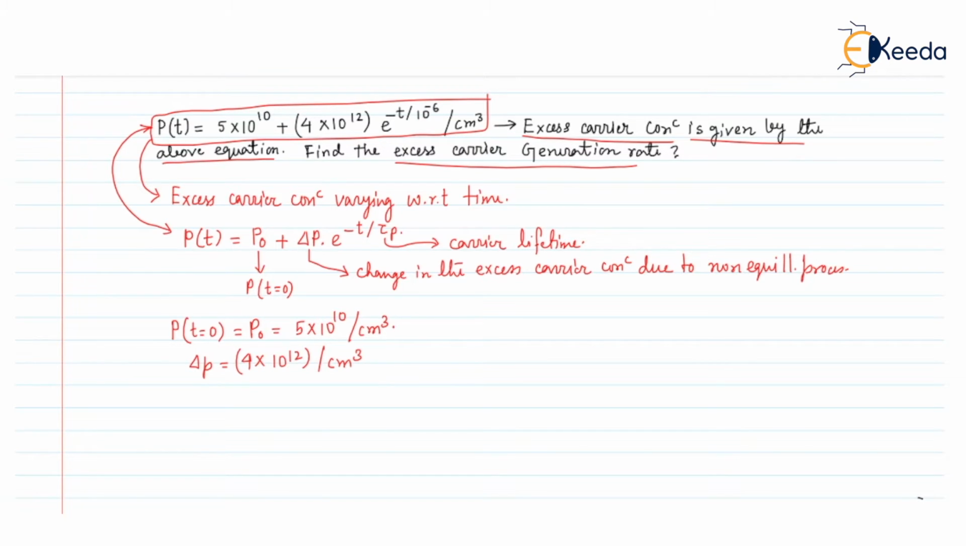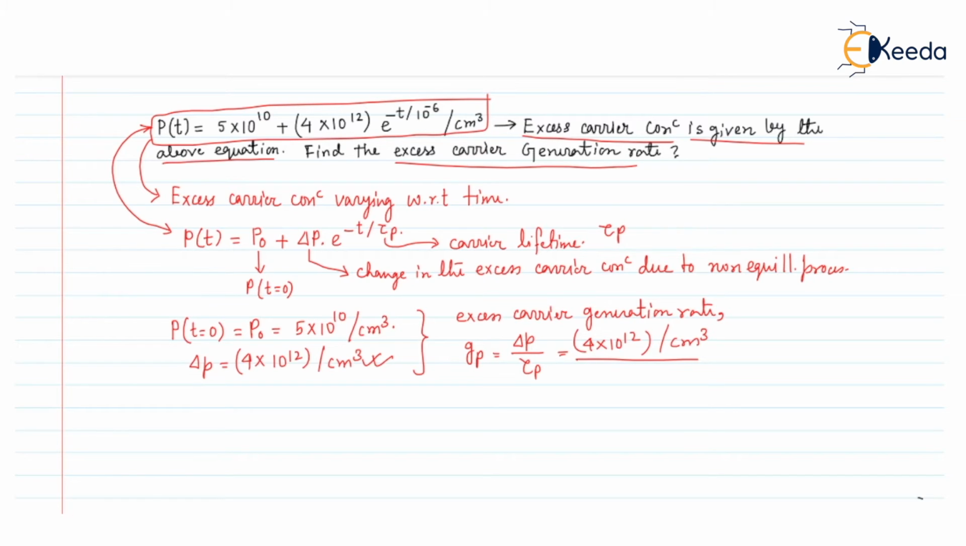Now according to the excess carrier generation rate, if we denote this excess carrier generation rate by Gp, we know that Gp equals del P divided by tau P, and the del P value that we have found is 4 into 10 to the power 12 per centimeter cube, and tau P, when we compare both equations, will be 10 to the power minus 6 second. So tau P will be 10 to the power minus 6 second.